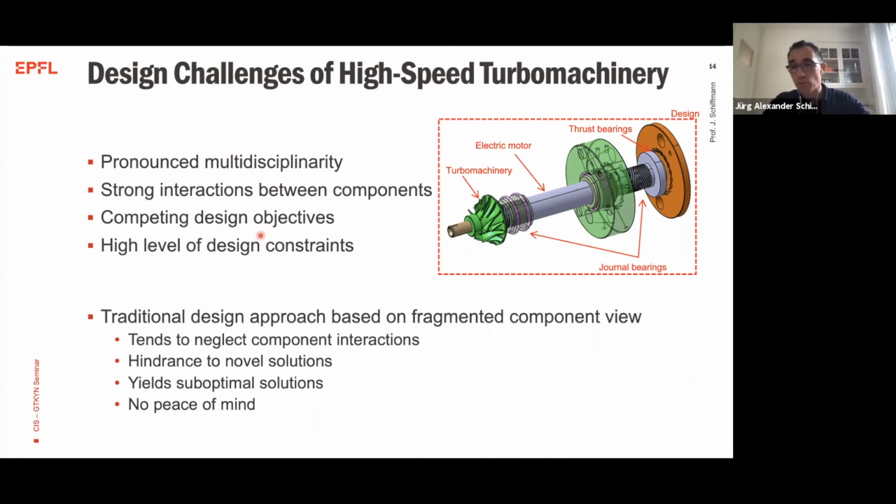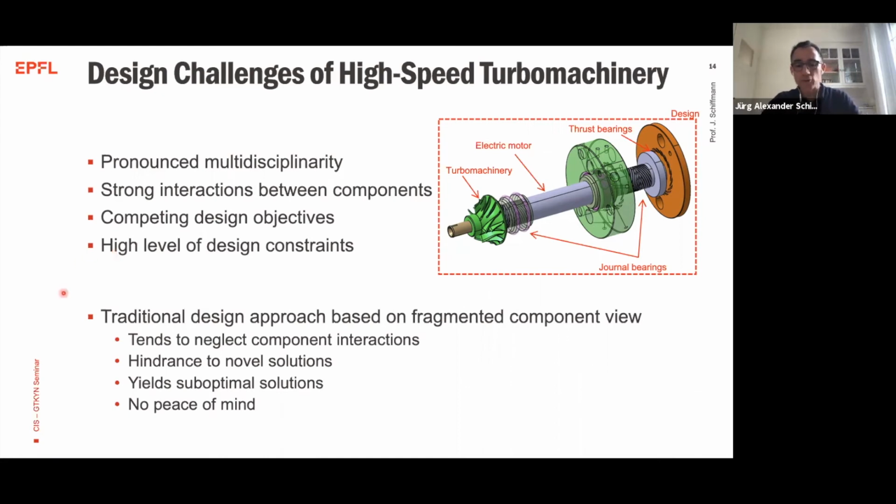In addition, and this is common to all mechanical design problems, they're characterized by competing design objectives. So on one hand, you want to maximize efficiency, but you also want to make it as cheap as possible, right? So these are typical competing design objectives. And in addition, they're characterized by a high level of design constraints, meaning that your machine has to be optimum, but in addition to that, it has to be feasible. So think of the mechanical stresses. The mechanical stresses limit the solution space within which you can actually search for solutions. The machine needs to run in a stable manner on these gas-lubricated bearings, which are prone to instability. So all of these are design constraints which limit the solution space and which make it really complicated at times to even find feasible solutions.